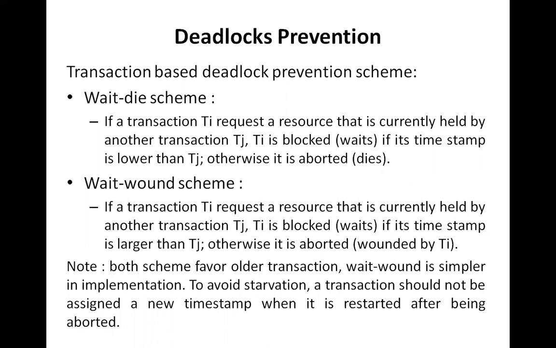Once again, take the same example of T1, T2, and T3 as the three transactions. If T1 requests a resource held by T2, the resource will be preempted by aborting T2 and will be given to T1, because of the second situation in which the timestamp is lower. Otherwise, if T3 requests a resource held by T2, T3 will be blocked and will have to wait until the resource is voluntarily released by T2.